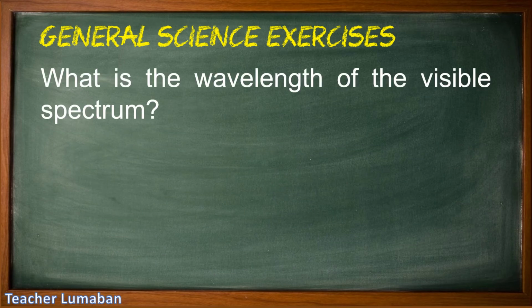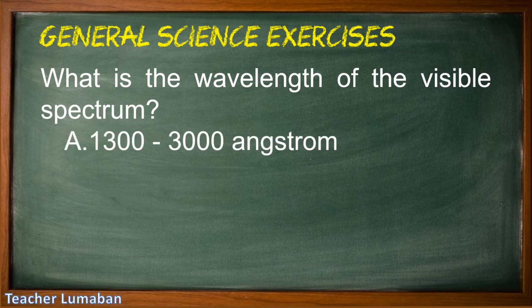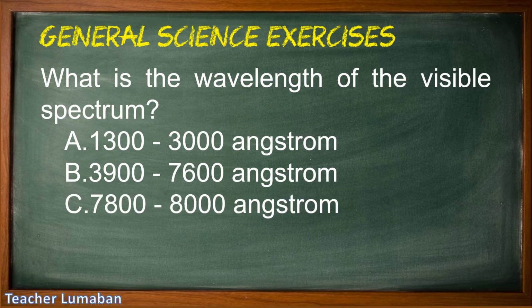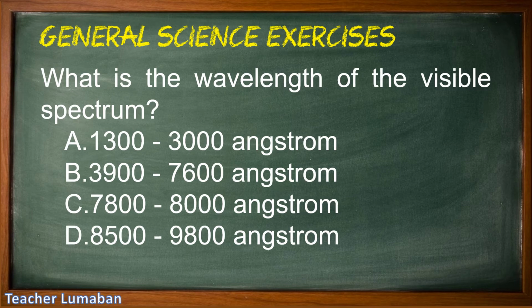What is the wavelength of the visible spectrum? Letter A, 1300 to 3000 angstrom. Letter B, 3900 to 7600 angstrom. Letter C, 7800 to 8000 angstrom. Letter D, 8500 to 9800 angstrom.